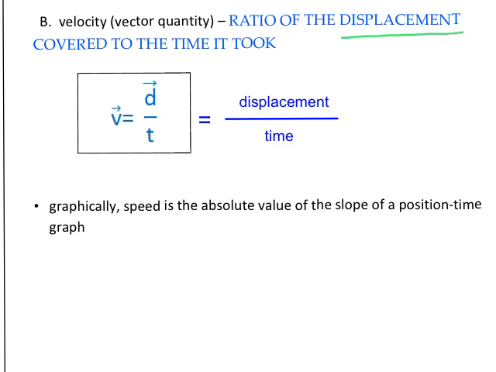So both velocity and displacement are vector quantities. Time is a scalar. And you'll also see that it should be easy to remember that velocity is a vector because they both start with the letter V.